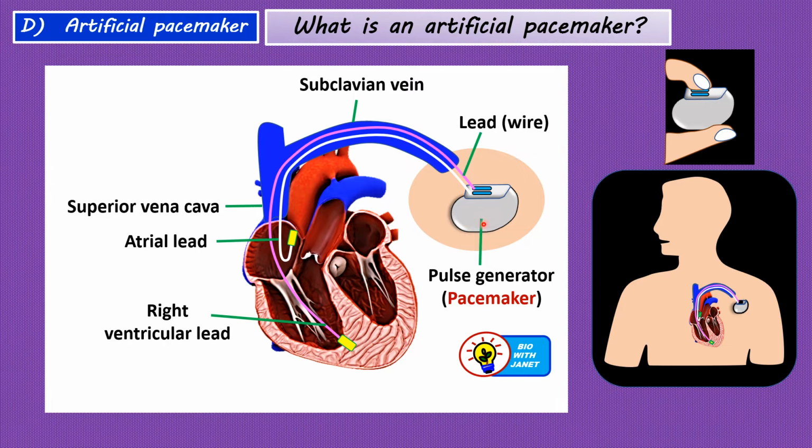Then what does it do? This pulse generator will generate electrical impulses to stimulate the atria to contract and also to stimulate the ventricles to contract, depending on the problem that's faced by the person. All right. So in that way, they help to control the heartbeat so that it is at a normal, regular pace, in case the person has irregular heartbeat or slow heartbeat.